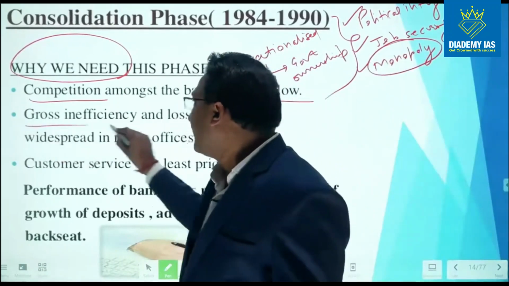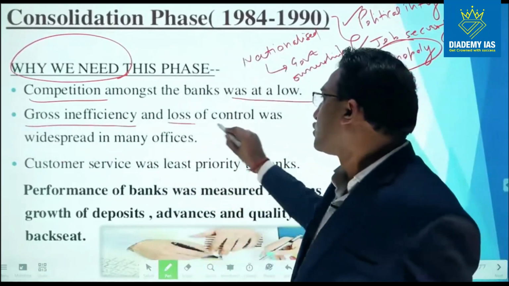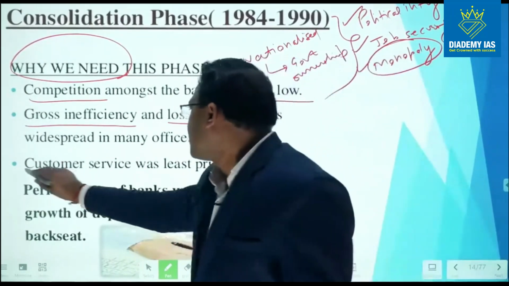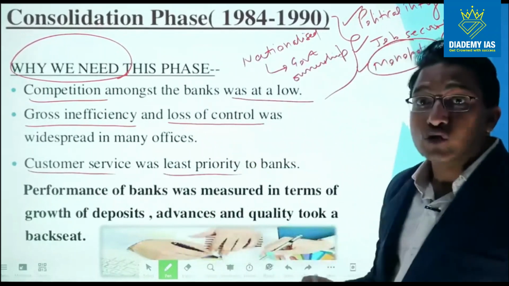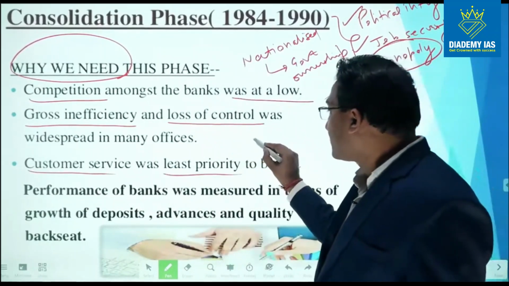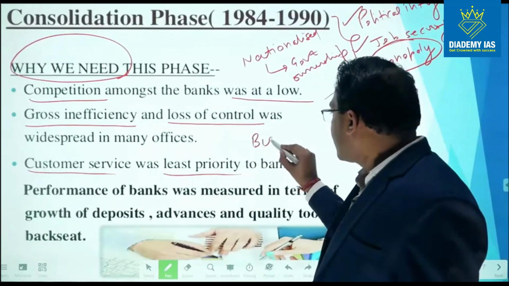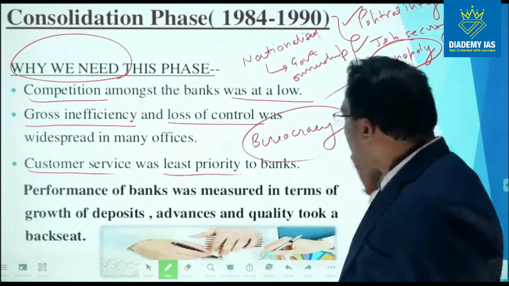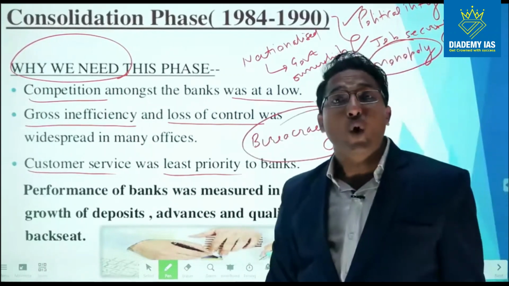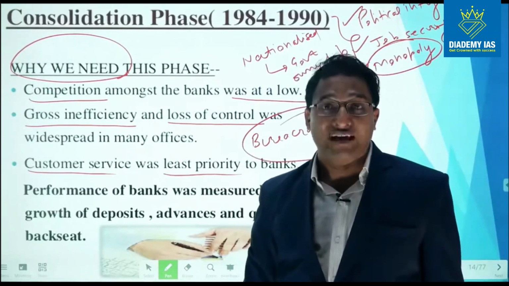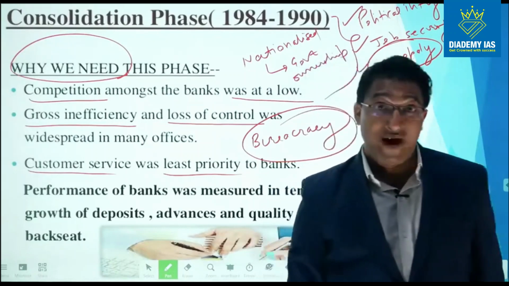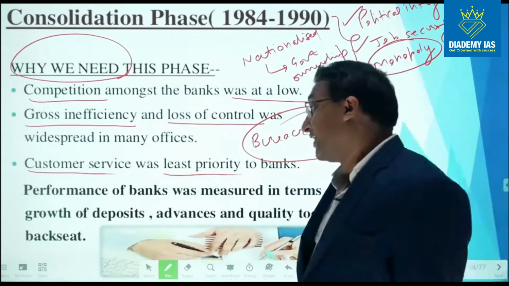So there was gross inefficiency and loss of control spread across the many offices. Customer service was the least priority. So the banking officers became the next level of bureaucracy. The farmers and the illiterate people would always be fearful of the banking officers, right? They would treat the banking officers like a godman. So this was the culture at that time.